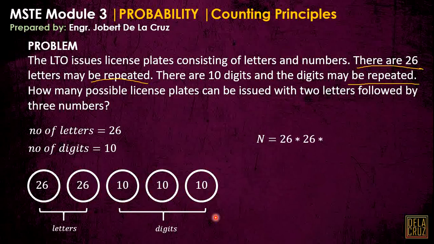Therefore, the total number of possible ways is 26 times 10 times 10, and there should be another 10 here, I did not include it. Times 10 again. And that is 67,600. That should be 676,000 ways. We were short by a factor of 10 there.